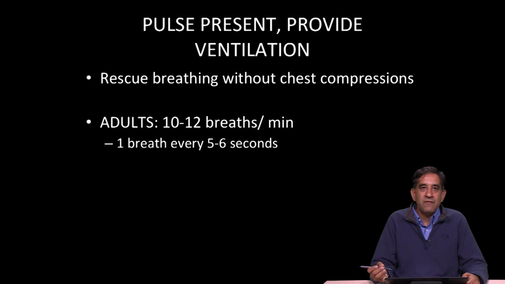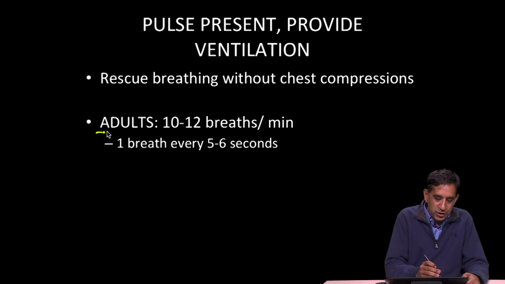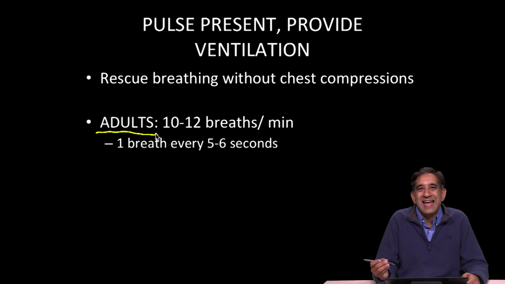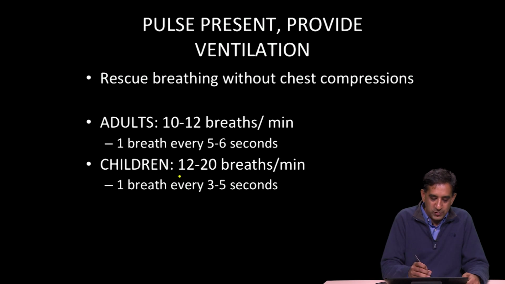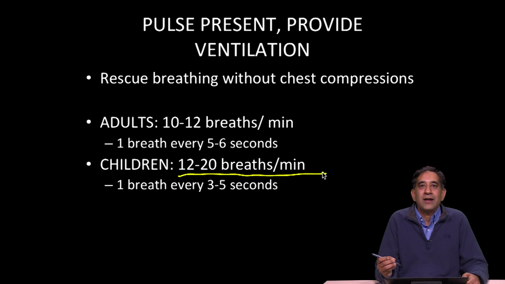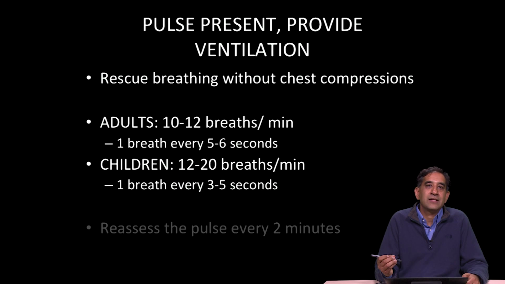How do we do that? If you're talking about an adult patient, we're going to give 10 to 12 rescue breaths every minute. That is, one breath every 5 to 6 seconds. When taking into account pediatric patients, we're going to give 12 to 20 breaths per minute, or that is the equivalent of one breath every 3 to 5 seconds. So for adults, one breath every 5 to 6 seconds. For kids, one breath every 3 to 5 seconds.